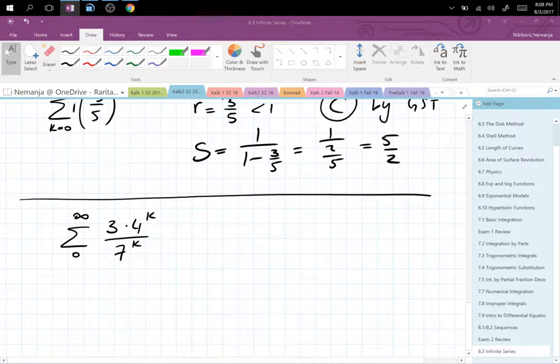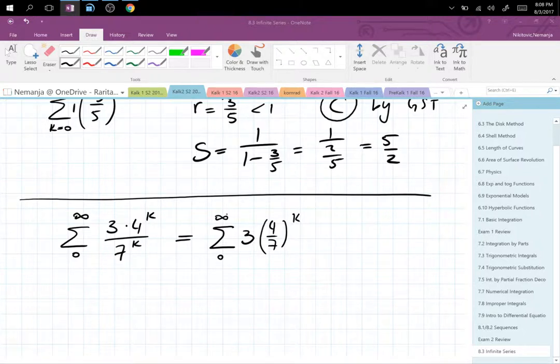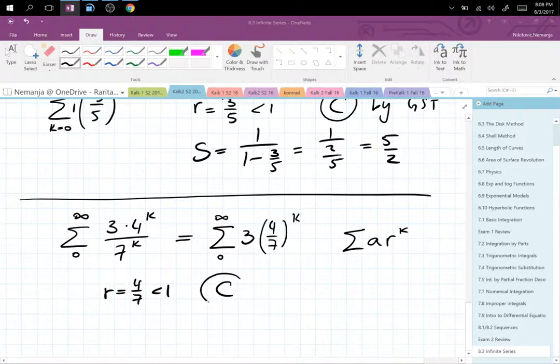So looking at this problem, I bring 3 over here, and I have 4 over 7 to the k. See, this is all manipulating algebra, knowing how the exponents work, and so on. If I have the same exponent over 2 different bases, then those bases are either multiplied or divided, depending on where you started from. And now you have the form of summation A R^k. So now we know A is 3, R is 4/7. That's less than 1. Convergence. Done. So we know it converges.